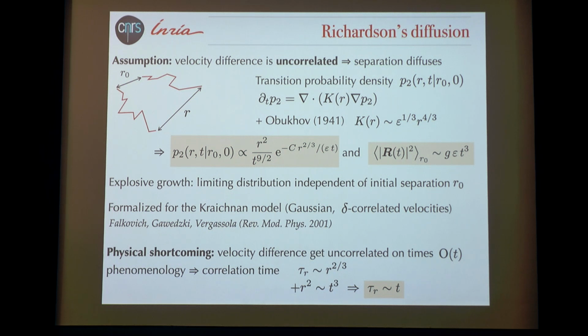Now, if we try to think about what's happening in an actual turbulent flow, there is a clear shortcoming: the velocity difference that we have at a given time t has a typical time scale which is of the order of t. So typically, you can see it this way. I told you that the typical time scale at a given scale r goes like r to the 2/3. If in addition you assume that r squared goes like t cubed, then it's clear that the correlation time of the flow at a given time t is of the order of t. Which means that there is no way you can get some asymptotic argument to say that you have diffusion of distances.